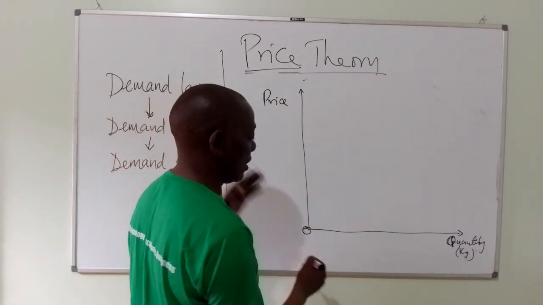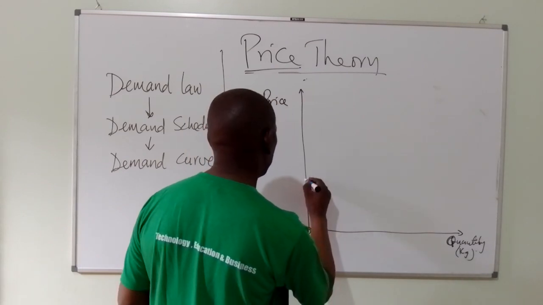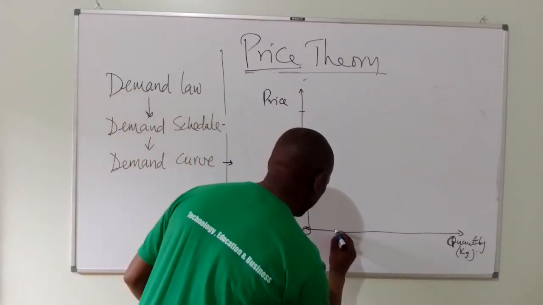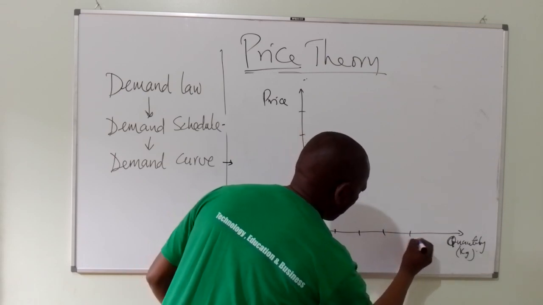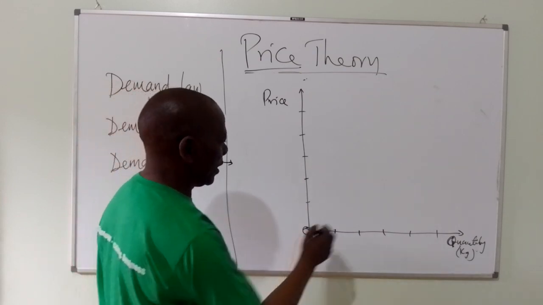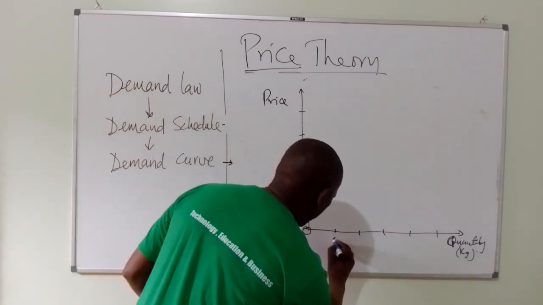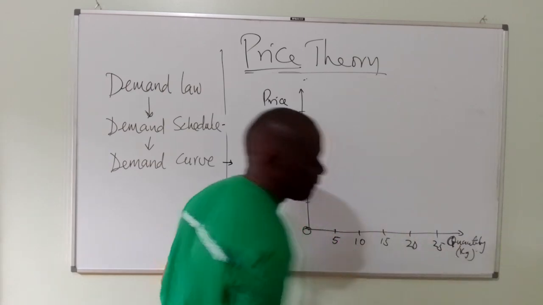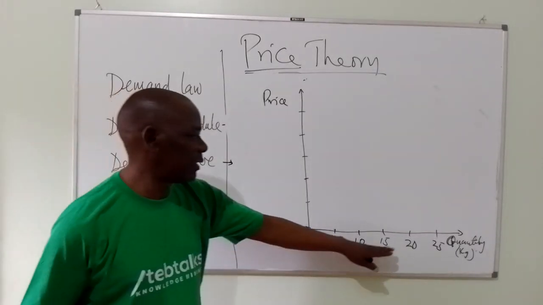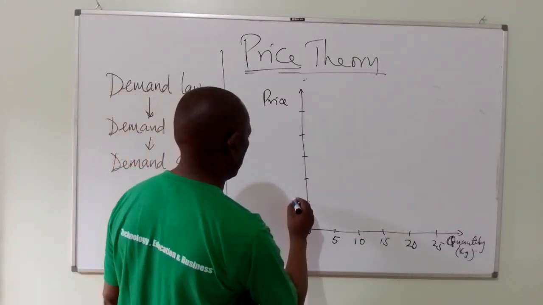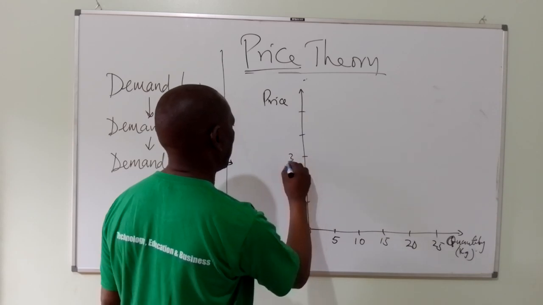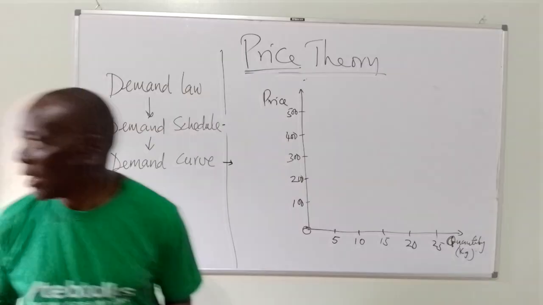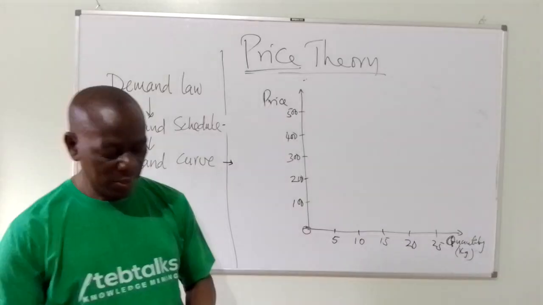Now we start. If you get that, our demand schedule. Our demand schedule had five points. On the kilograms, we had 5, 10, 15, 20, 25. That's what we had. And here we had 100, 200, 300, 400, 500. That's what we had in our demand schedule.